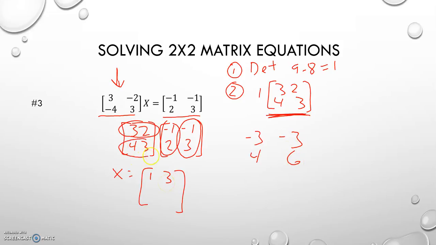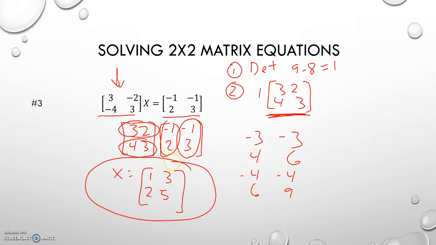Then I'm going to move to the second row. 4 times -1 is -4. 3 times 2 is 6. That gives me 2. And then 4 times -1 is -4. 3 times 3 is 9, and that gives me 5. So my matrix is [1, 3; 2, 5]. And again, we could check it by plugging it in for x, multiplying them out, and we should end up with this matrix here. So that is an example of how we solve 2x2 matrix equations using the determinant.